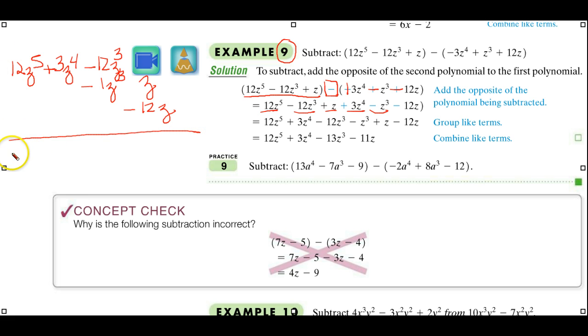So now I'm just going to add up my terms. I have a 12z to the 5th plus 3z to the 4th. I have a negative 1, a negative 12. That'll be a negative 13z to the 3rd. And I have a positive 1z and a negative 12z. That'll give me a negative 11z. And I had this here, I wasn't able to write over that. But again, I think you're familiar with the strategy, or just line them up horizontally. But the key is, when you have a negative in front of a parenthesis, you remove the parenthesis, change all their signs, and then just add, combining signs that are unlike or like.